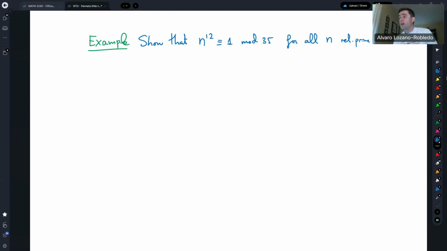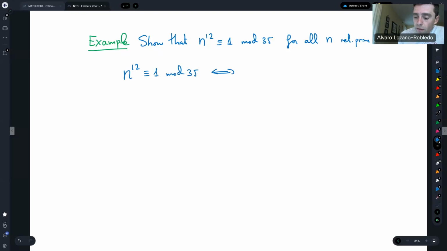How am I going to do this? By the Chinese remainder theorem, remember that n to the 12 is congruent to 1 modulo 35. This is what I sometimes call the mini Chinese remainder theorem, but it's just the Chinese remainder theorem for two congruences. This is true because 35 is 5 times 7, and 5 and 7 are relatively prime. This is true if and only if n to the 12 is always 1 modulo 5 and n to the 12 is always 1 modulo 7.